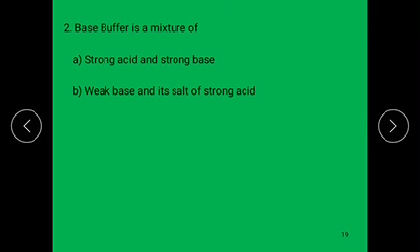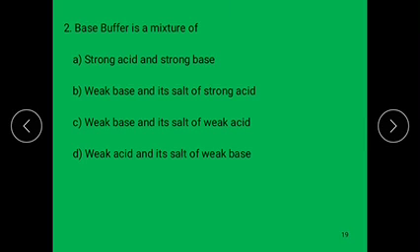Basic buffer is a mixture of strong acid and strong base, weak base and its salt of strong acid, weak base and its salt of weak acid, or weak acid and its salt of weak base. The right answer is B, weak base and its salt of strong acid.